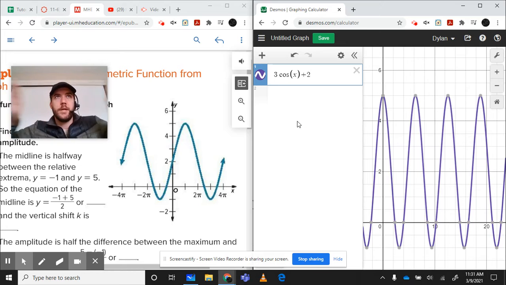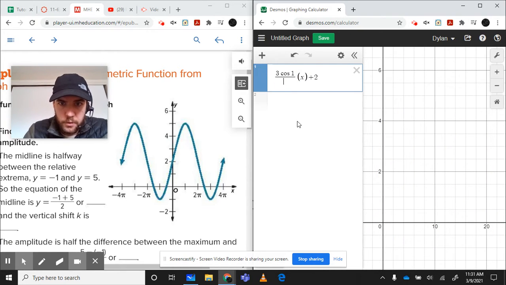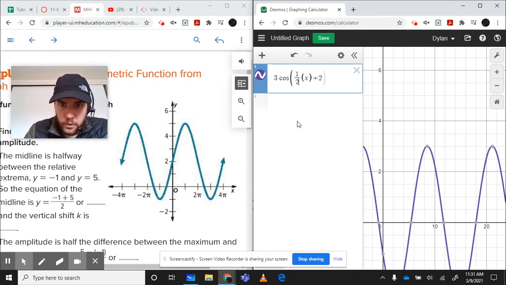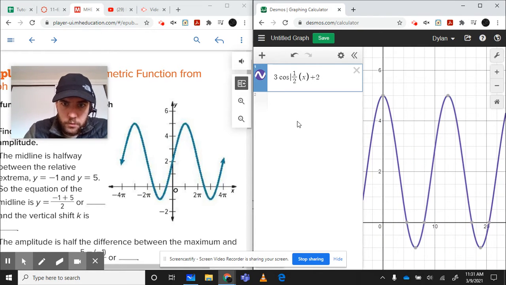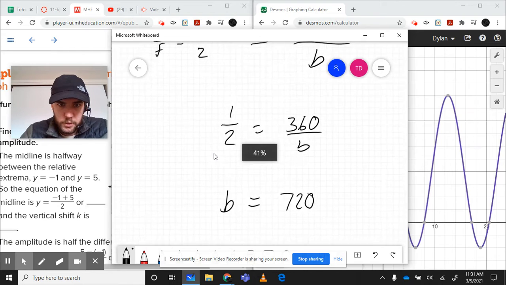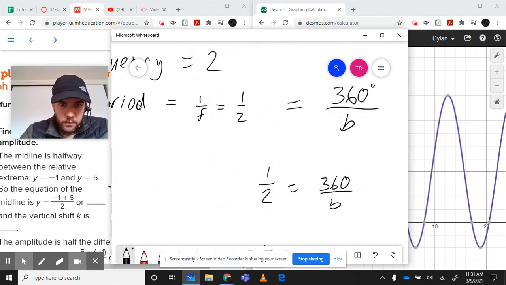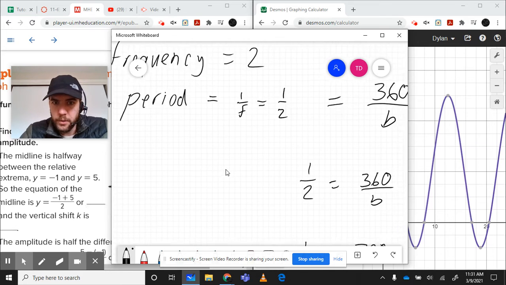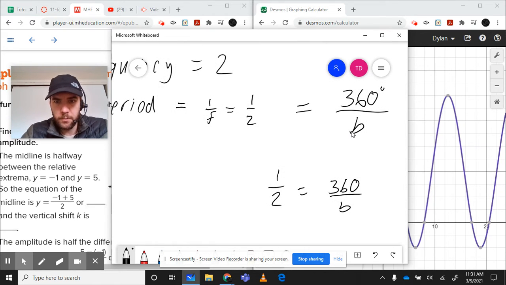So if we want to stretch it by a factor of 2, we want to multiply this thing by 1/2. Our b value should be 1/2. Okay, so now it looks like we go out to 4 pi by the time that one full rotation has been finished. You can get that 1/2 number if you want to play around with this whole relationship of the period being 1 over the frequency, the period being equal to 360 divided by the b value.